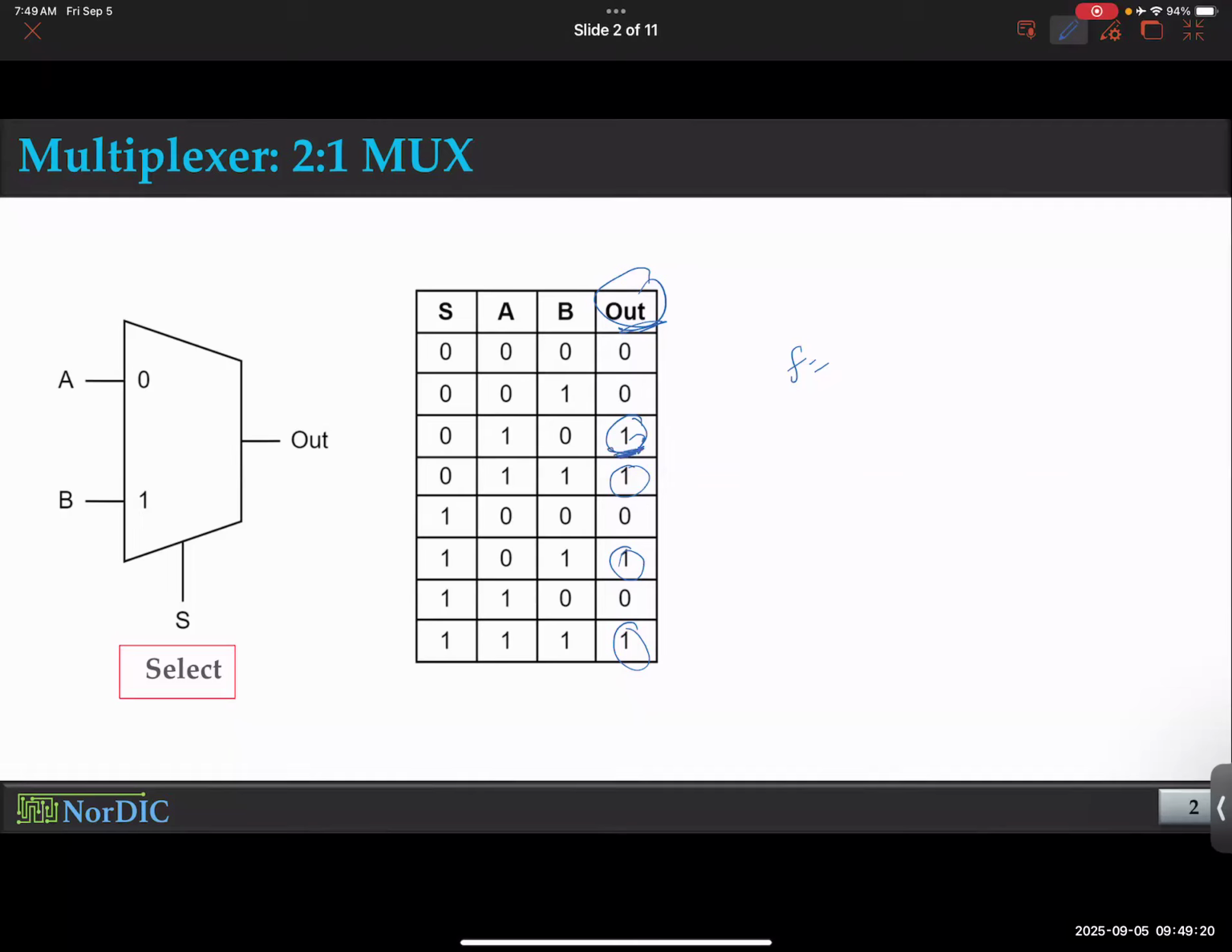So for the first one, I will do S prime, A, B prime. For the second one, I will do S prime, A, B. For the third one, I will do S, A prime, B. For the fourth one, I will do S, A, B. Okay. And now, once you have it, you can try to simplify it further if you can.